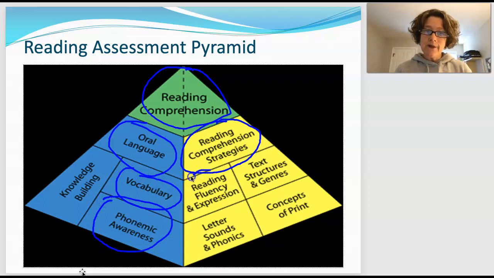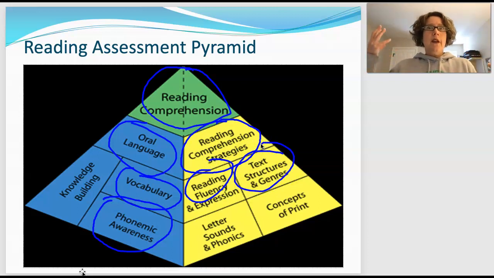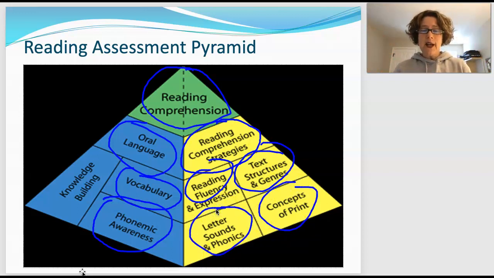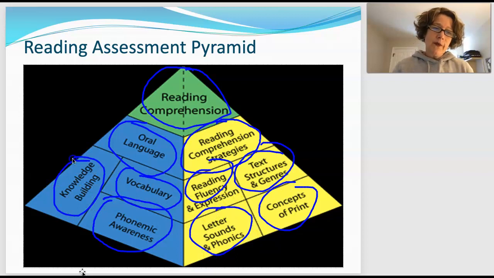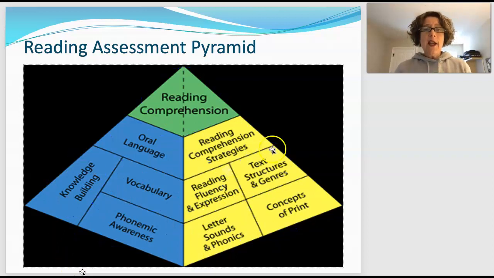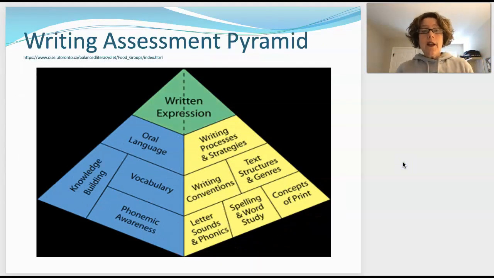Phonemic awareness. Fluency. Text structure. So can they tell fiction from nonfiction? Fantasy from a biography, those kinds of things. Concepts of print, these are our foundations, letter sounds, and then, of course, knowledge building. We want them to have some knowledge. Okay, so again, these are the concepts you are going to base any assessment on in the ELA classroom for reading. For writing, again, a similar pyramid.